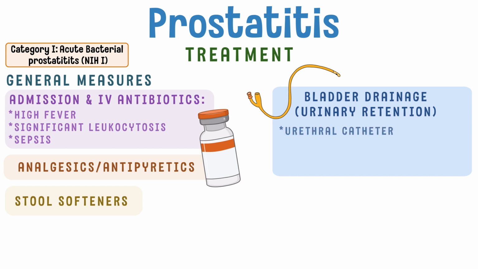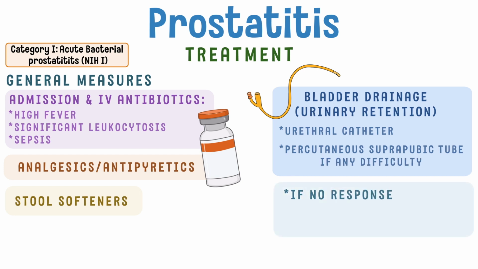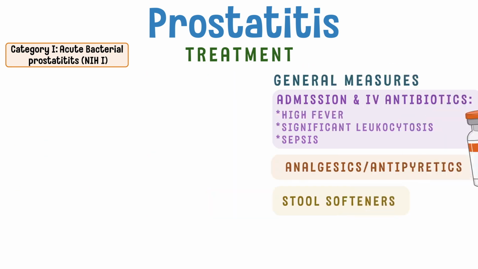A urethral catheter should be placed cautiously. If you have any difficulty or if the patient is too uncomfortable, a percutaneous suprapubic tube should be placed. If there is no clinical response within 48 hours despite appropriate treatment, consider a prostatic abscess.